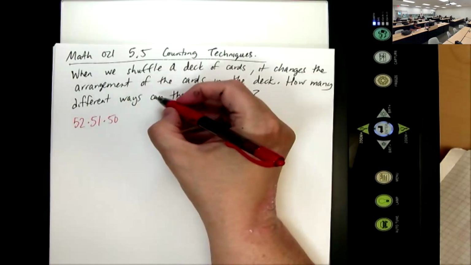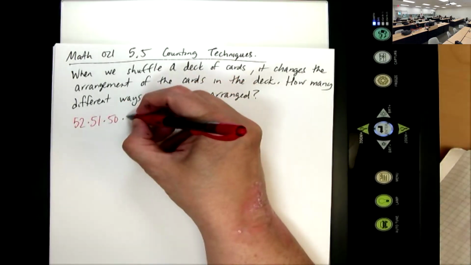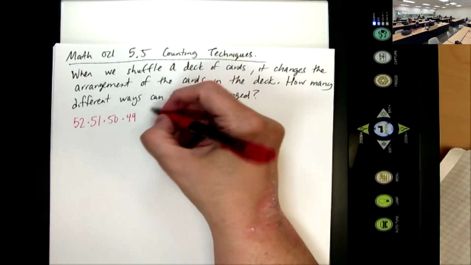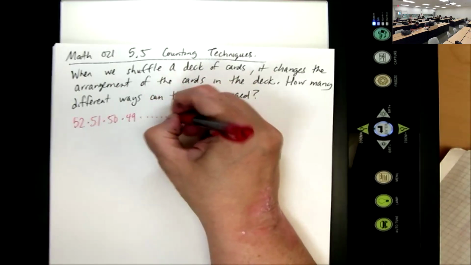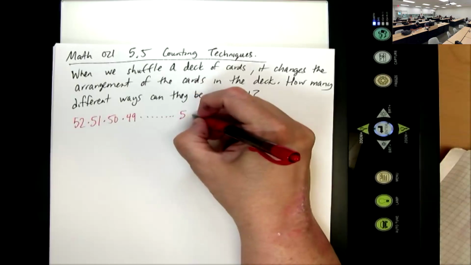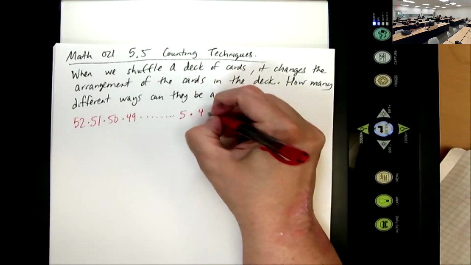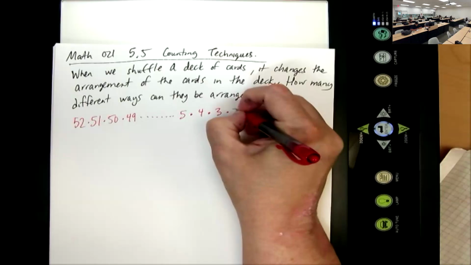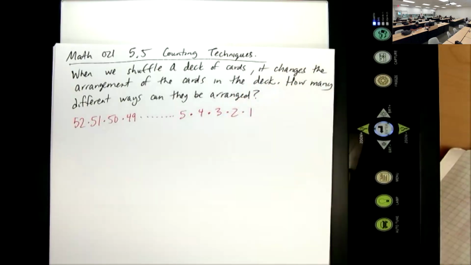Next card could be 50. Next card could be 49. And we can go all the way down through the deck to 5, 4, 3, 2. And the final card doesn't have a choice, there's only one card left.